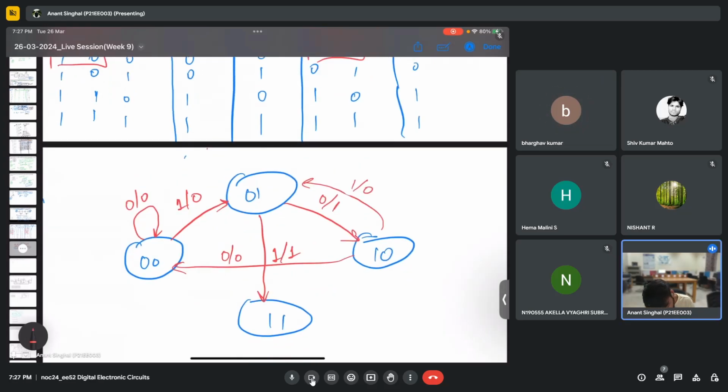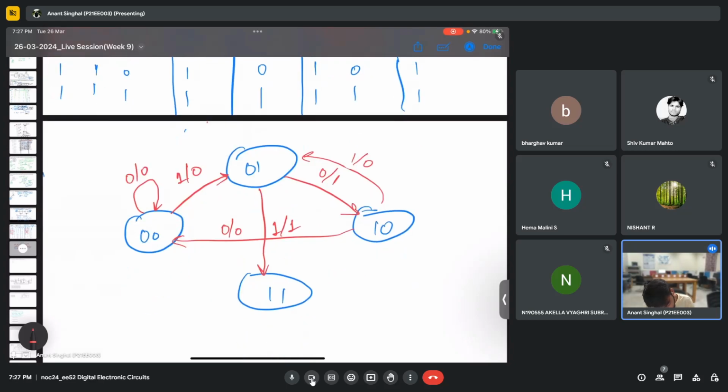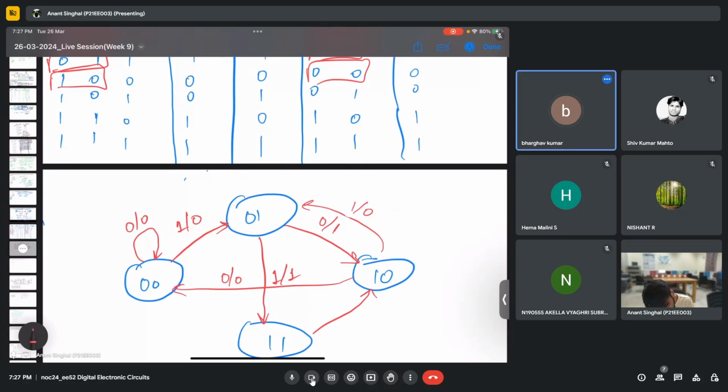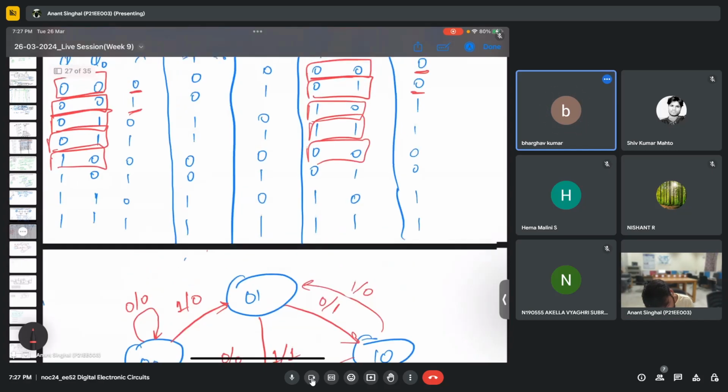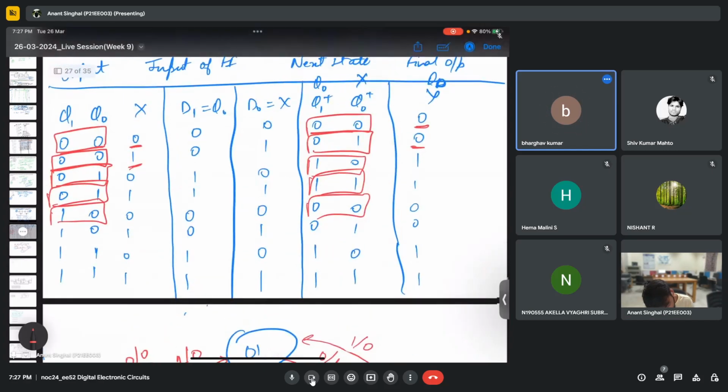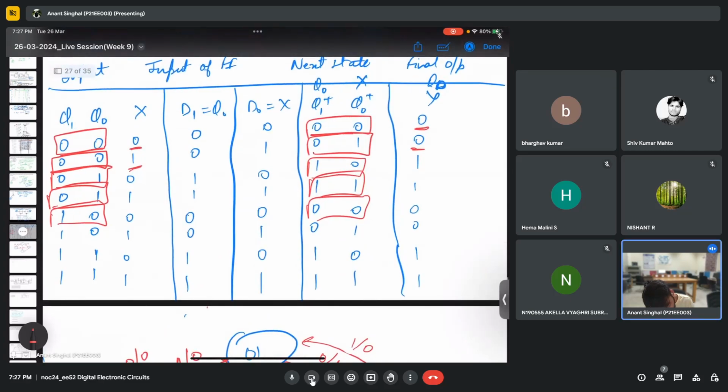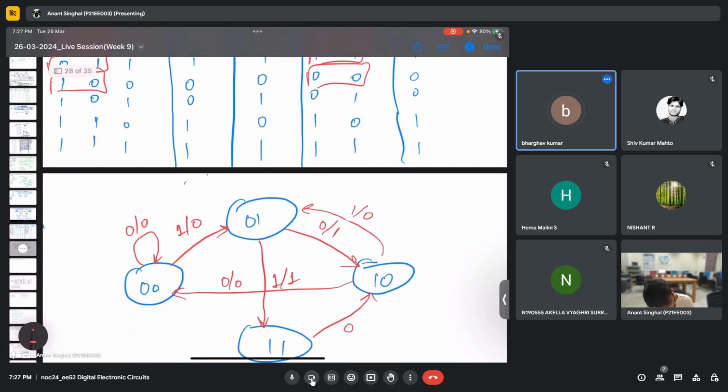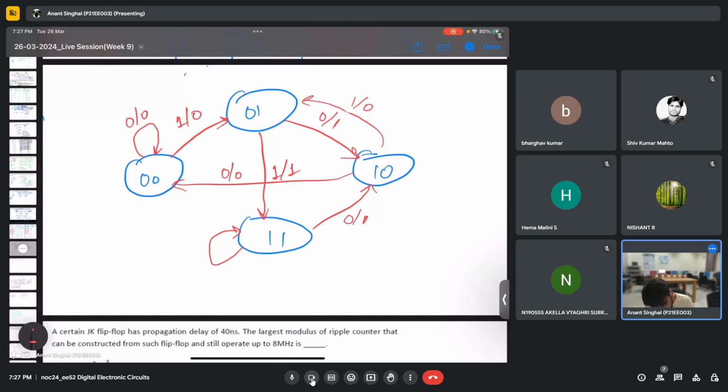Then finally what we have is 1 1 is getting changed to 1 0 when it is 0 1, and finally 1 1 is getting changed to 1 1 again when it is 1 1. Is it clear, the state diagram, all of you? Any doubts in this?